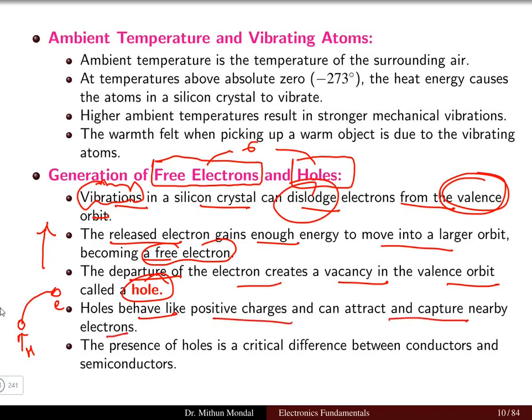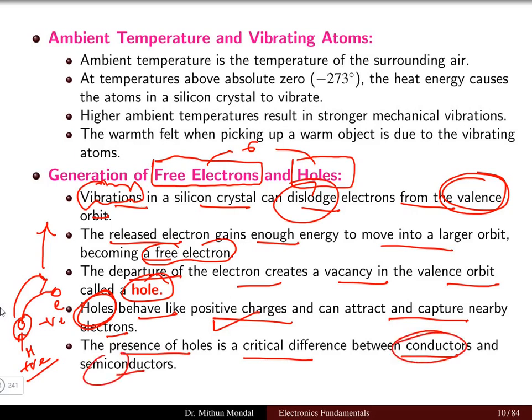So it is the holes which are treated to be positive charge, because electrons are the negative charge and holes will have a positive charge. Holes are formed only when the electrons move from one orbit to another higher energy. The presence of holes is a critical difference between the conductor and the semiconductor. So when we compare the conductors and the semiconductor, the holes create a major difference.